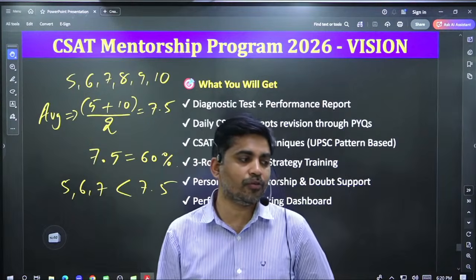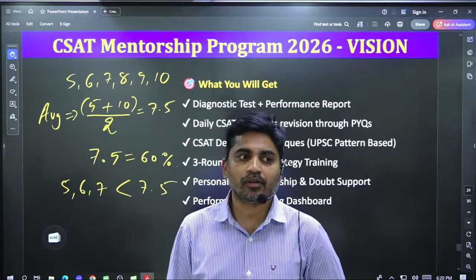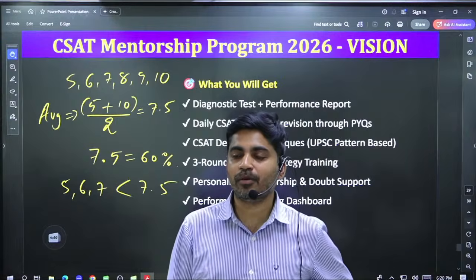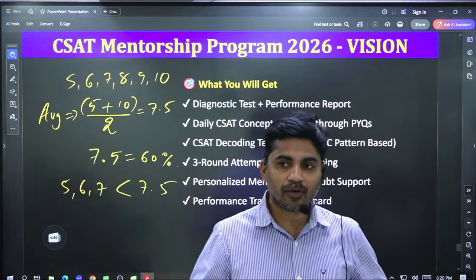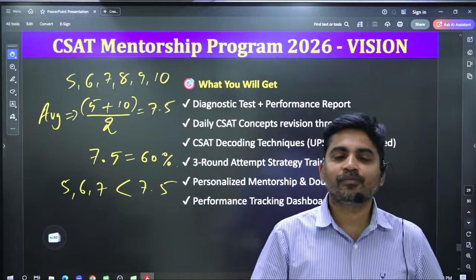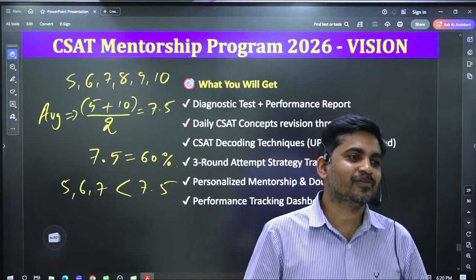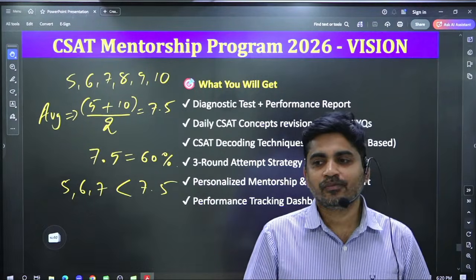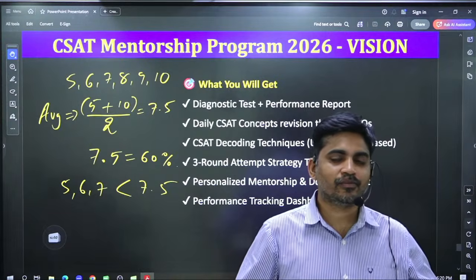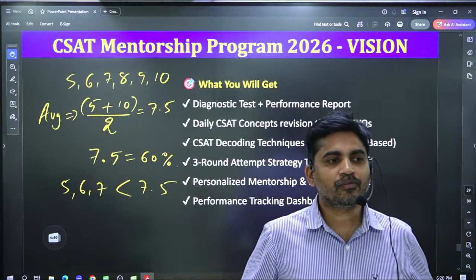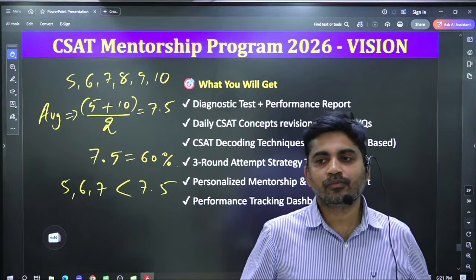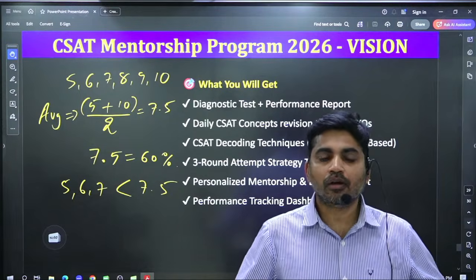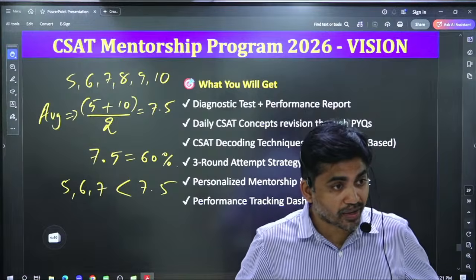How many of you attempted last year's paper? Any difficulties you felt in the CSAT paper? What type of support are you expecting from my side, our side, the institute's side? Where did you feel difficulty: understanding the concepts, not being able to solve previous year questions, or not being able to understand previous year questions?